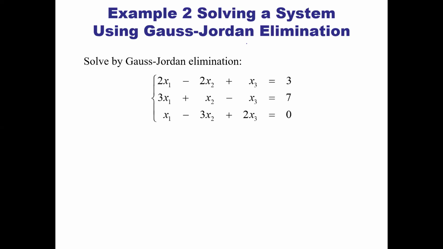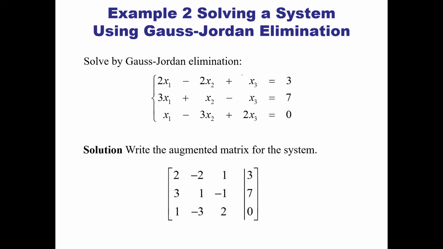All right, so here we're supposed to solve by Gauss-Jordan elimination. First things first, we have to put this into matrix format. When we do that, we put the coefficients on the left, then a bar, and then the constants on the right. So coefficients are over here, constants are over here, and that's our beginning matrix.